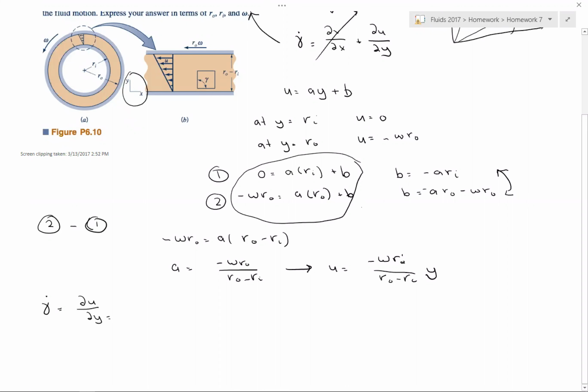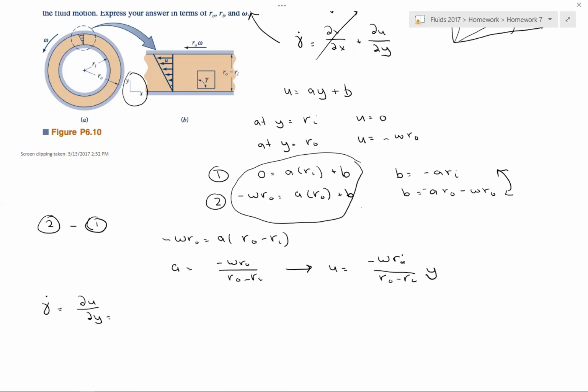So b equals minus a times Ri, and then when you put a in times Ri, I'll have to check that out. We solved each for b. So what we did is we're disregarding b, okay? Because all we're looking for is that a.